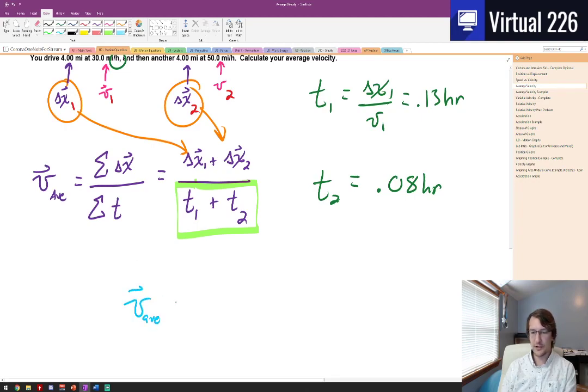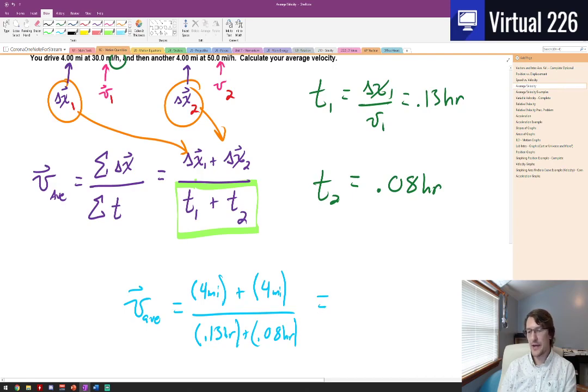So when we go and actually begin to put our values in to solve this problem, our average velocity here is going to equal the two delta x's, which are 4 miles for x1 and 4 miles again for x2. And then we're going to divide this by the two times added together, which are 0.13 hours plus 0.08 hours. If we do this math, remember we do our numerators and denominators first for our additions and whatnot. So I'm going to have 8 miles divided by 0.21 hours.